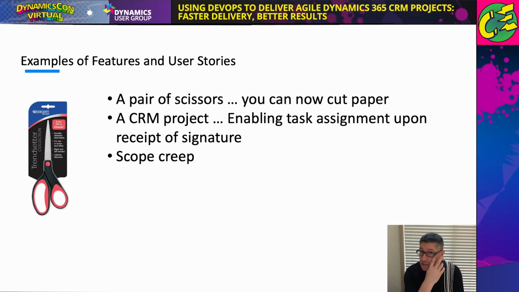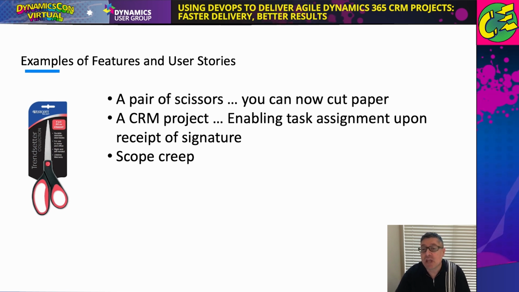In a CRM project, maybe we have a feature that the customer has asked. I want a task created when we get a signature on a receipt. Upon receiving a signature for a contract, let's say. So, okay, a lot of people say, oh, that's a requirement. That's a user story. What are my tasks? No, hold on. The feature is you can now automatically have a task assigned upon signature of a receipt, of a contract.